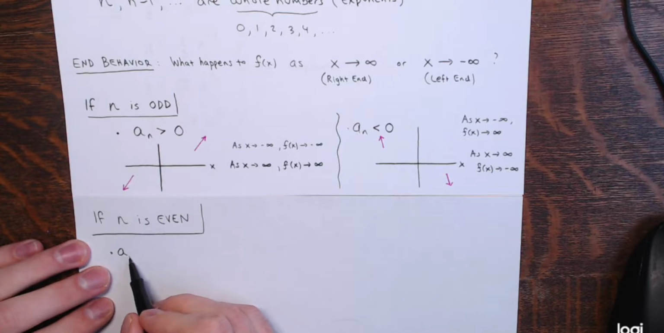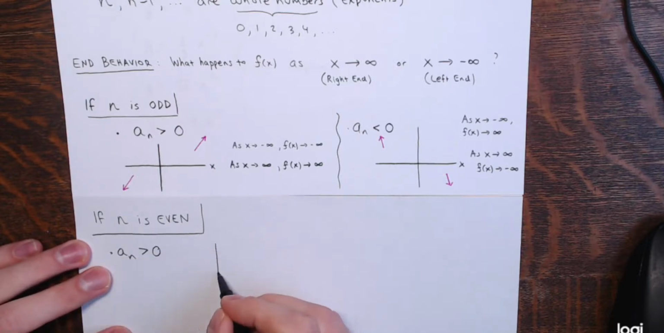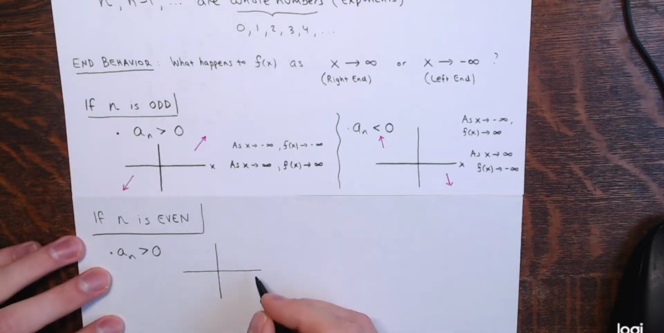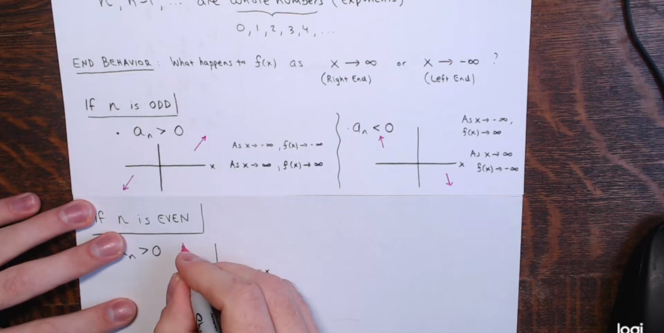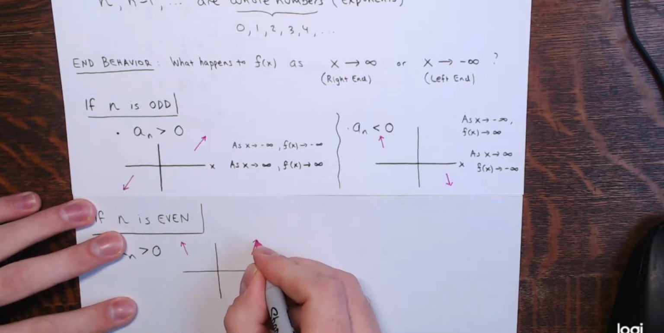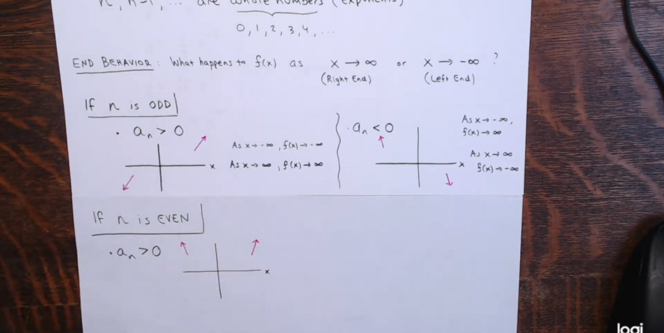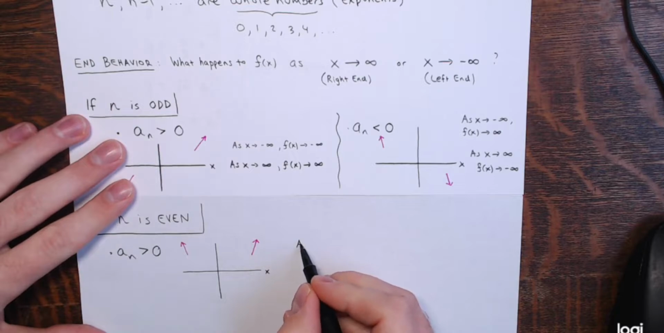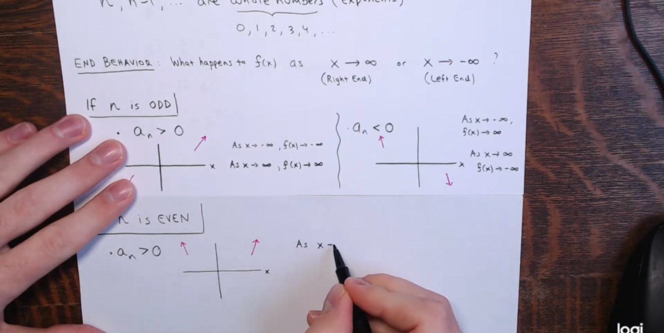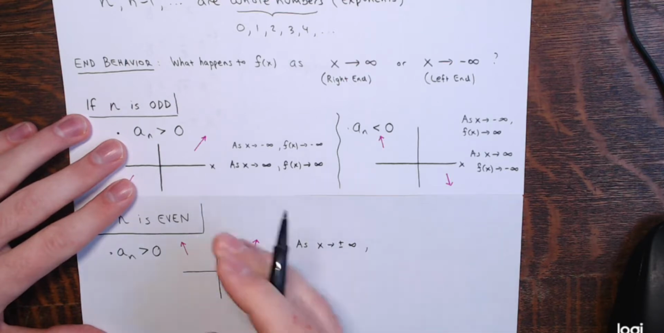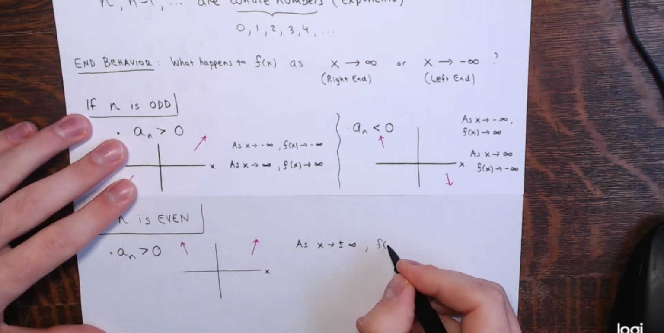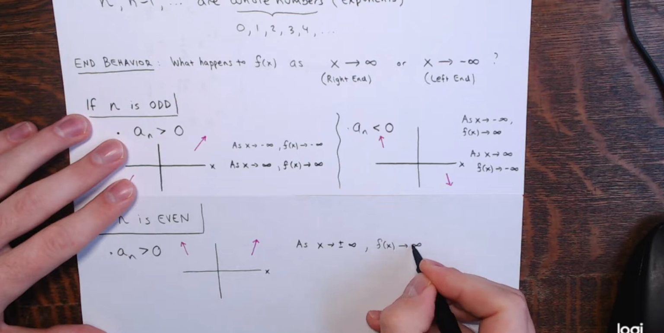Well, if n is even and that lead coefficient is positive, then the graph will be going up forever on both ends. We could describe that all in one line here. Say as x goes to positive or negative infinity, you go to the right end or the left end, the value of the function f of x is going up. It's going to positive infinity.